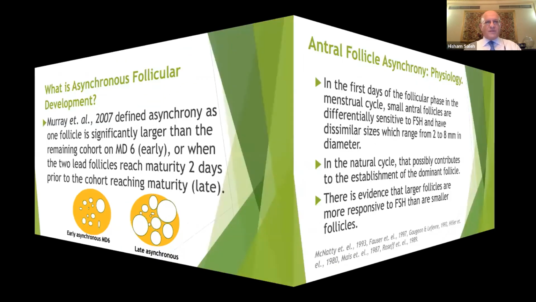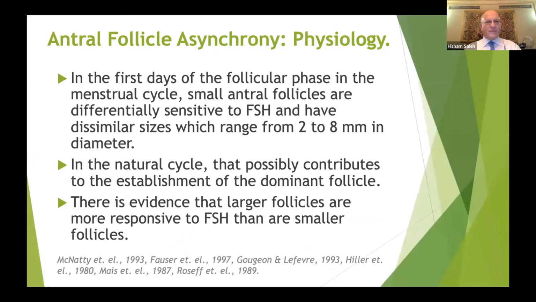That's to say 2 days is equivalent to 3 or 4 millimeters difference, as we said before. So what is the physiology? What is the cause of antral follicular asynchrony? In the first days of the follicular phase in the menstrual cycle, small antral follicles are differentially sensitive to FSH and have dissimilar sizes, which range from 2 to 8 millimeters in diameter. In the natural cycle, this possibly contributes to the establishment of the dominant follicle.